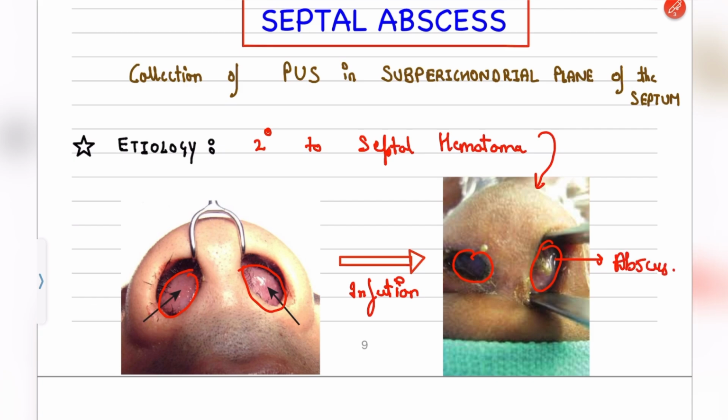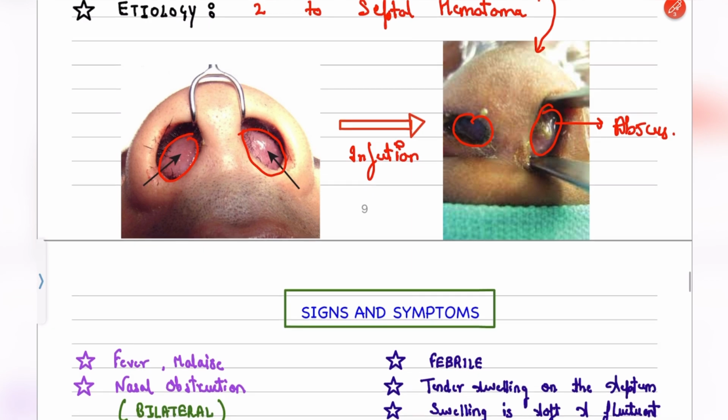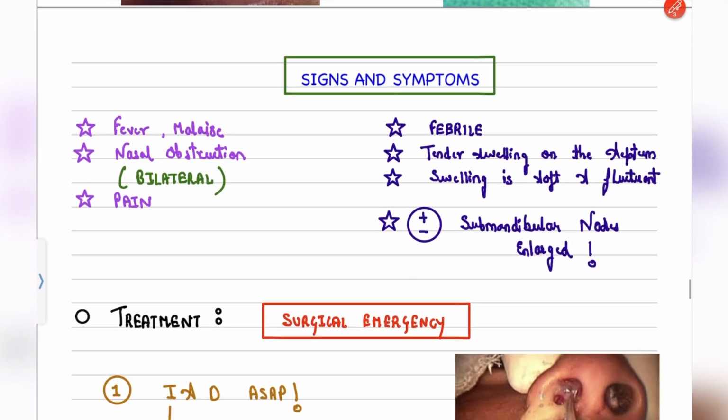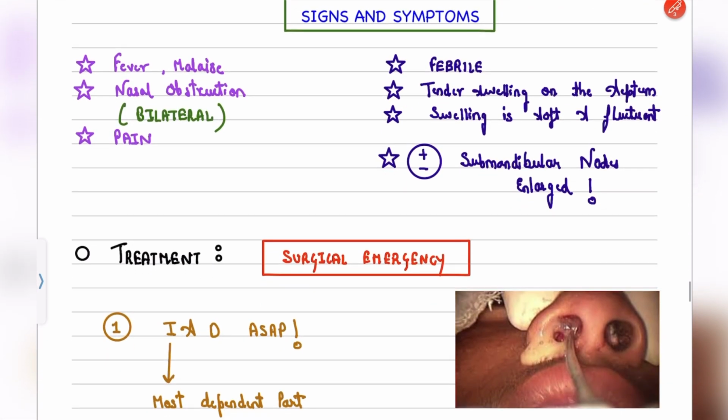All right, so let's move ahead. Let's discuss the signs and symptoms. Since it is an infective pathology, septal hematoma gets infected, therefore there are going to be infective features, that is fever and malaise. Again, there's going to be bilateral nasal obstruction. There was bilateral nasal obstruction in septal hematoma. Therefore, there's going to be bilateral obstruction in septal abscess as well.